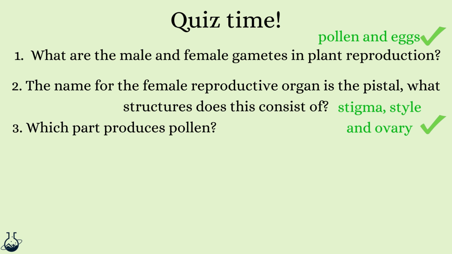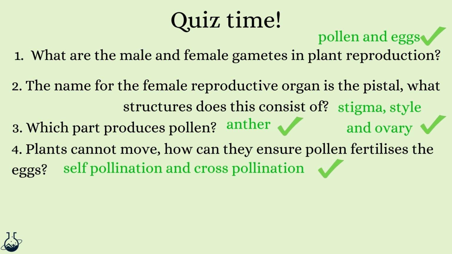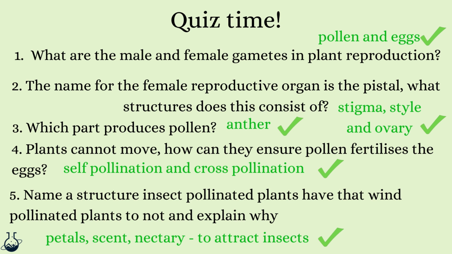Well done. Question 3. Which part produces pollen? That's the anther. Question 4. Plants cannot move. How can they ensure that pollen fertilizes the eggs? Self and cross-pollination. Excellent work. And question 5. Name a structure insect-pollinated plants have that wind-pollinated plants do not, and explain why. Petals, a nice scent, and a nectary, and these are to attract insects.